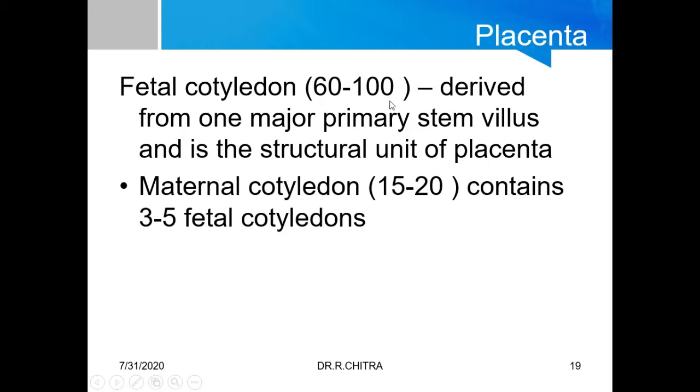About 60 to 100 fetal cotyledons are present in the human full-term placenta. Then the maternal cotyledons number about 15 to 20, each containing 3 to 5 fetal cotyledons. In the early part of pregnancy, about 800 to 1000 stem villi radiate from the entire chorionic villi. But later, with the regression of the chorion laeve, only 60 stem villi persist in the human placenta. So that is the fetal cotyledon and the maternal cotyledon.